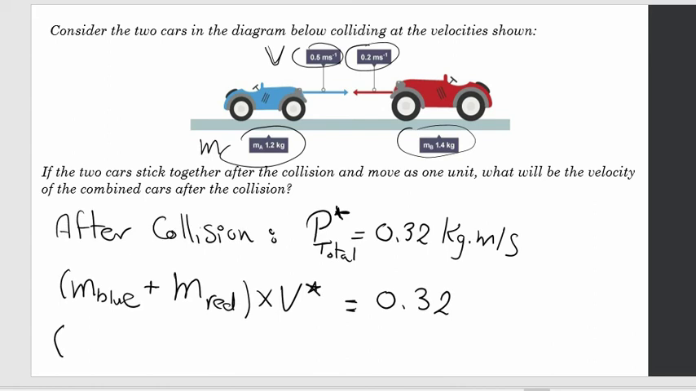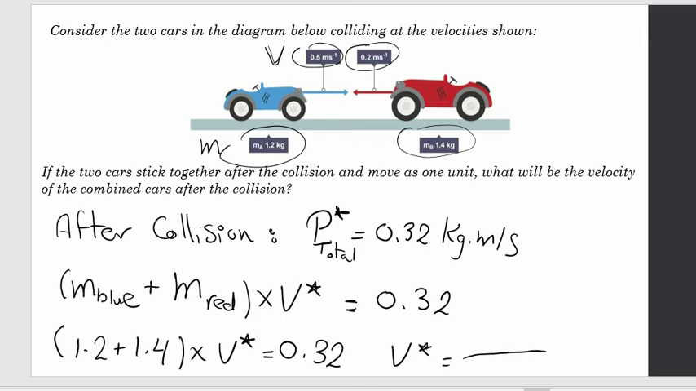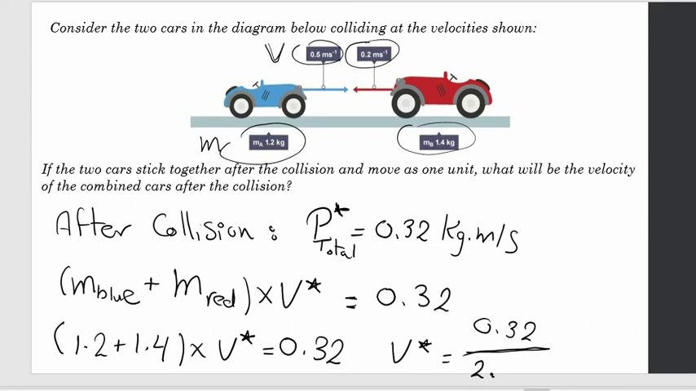Now the combined masses are 1.2 plus 1.4, multiplied by V, is going to equal 0.32. So this means that V star will be equal to 0.32 divided by 2.6. And this is equal to 0.12 meter per second.